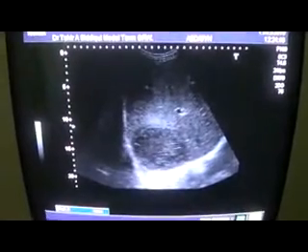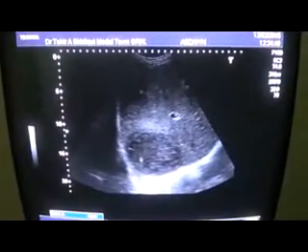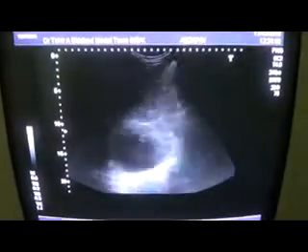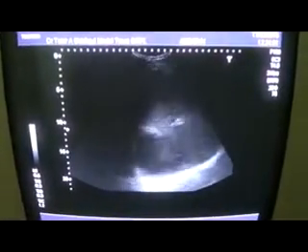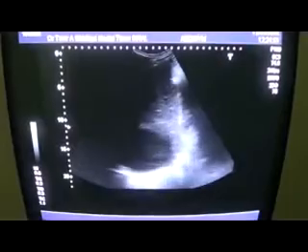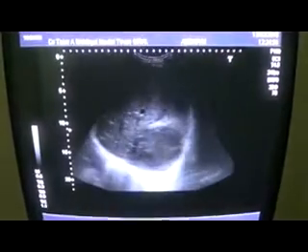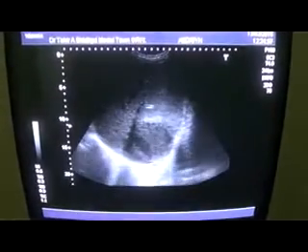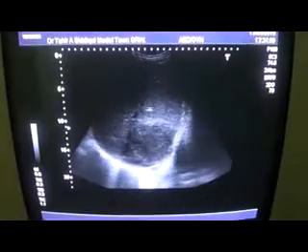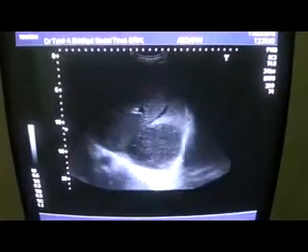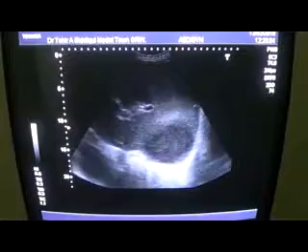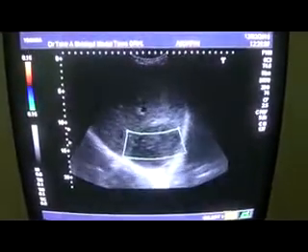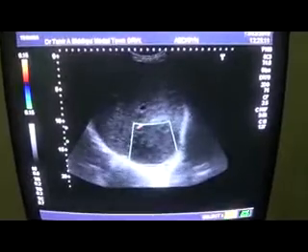This is an abscess. See the posterior wall enhancement. When I gave a complete sweep of the probe, it does not change its shape. It retains its shape, which is the characteristic of a cystic lesion, and it does not show any vascularity.